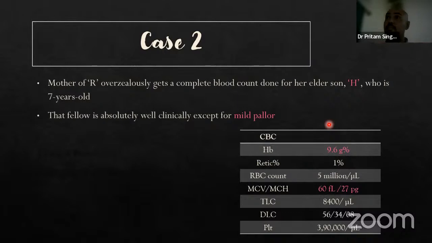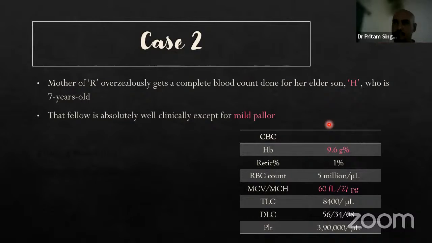So the same patient, the previous patient, has iron deficiency anemia. So the mother was very curious, or was afraid, and wanted to see how her other child was doing. So she overzealously gets a complete blood count done of her elder child without you requesting it. She just got it done herself. It's very common. My other, younger child is anemic, so let's see what the hemoglobin is. My older child is 7 years old. The child is absolutely well otherwise.